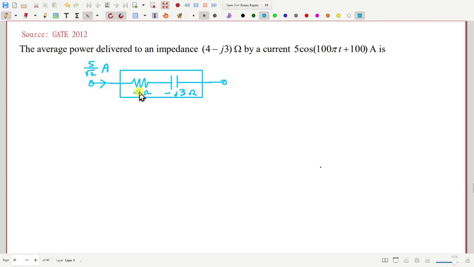Now this current is going through both the resistance and the capacitance, but the capacitor will not consume any average power. So the average power is only consumed by the resistance. So average power will be I square R, 5 by root 2 square into 4 watt. So that is 25 by 2 into 4, which is 50 watt. Fine.